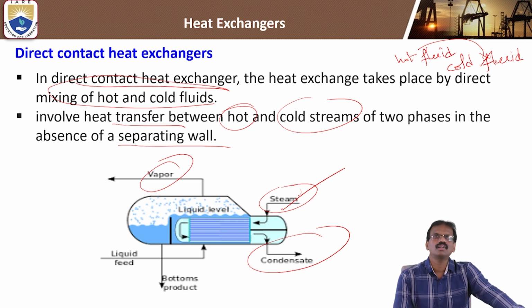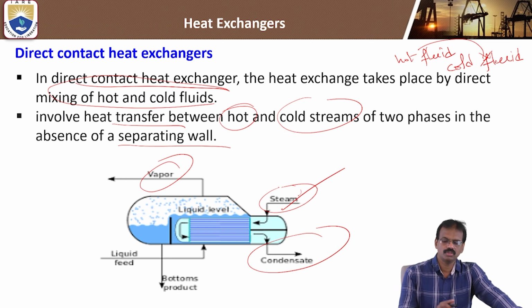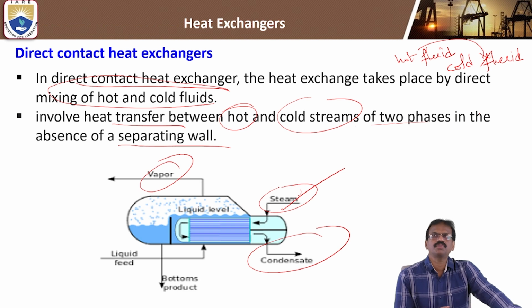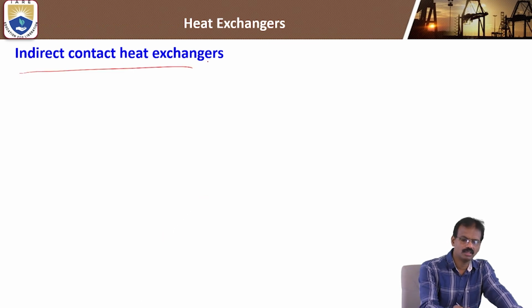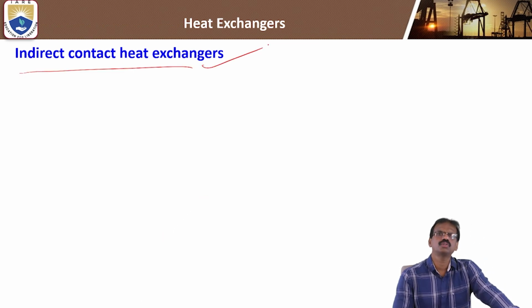So finally, in direct contact heat exchangers, heat transfer takes place from hot fluid to cold fluid. Both the streams may be different, the streams of two different phases. Heat transfer takes place from hot fluid to cold fluid by mixing directly with each other. This is the example. Next, we'll see the indirect contact heat exchanger. It is very familiar, the most used type of heat exchanger.